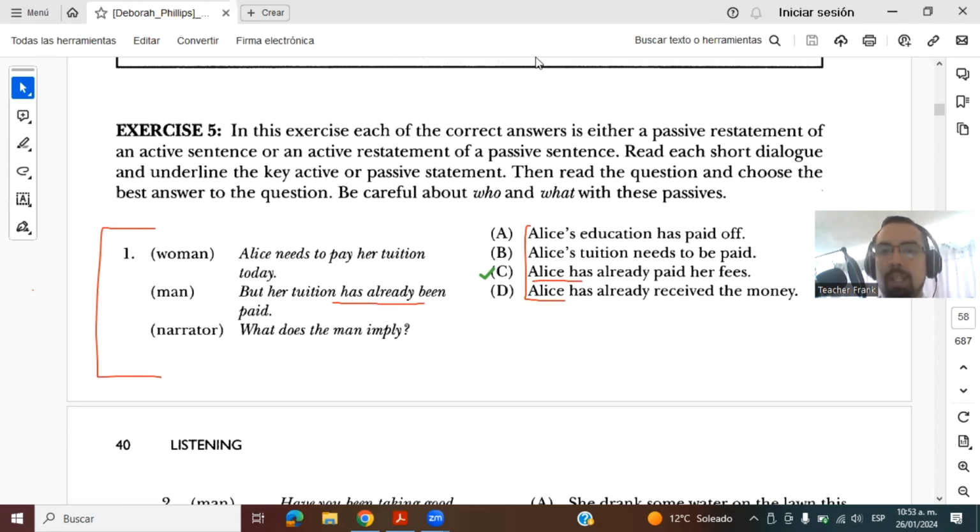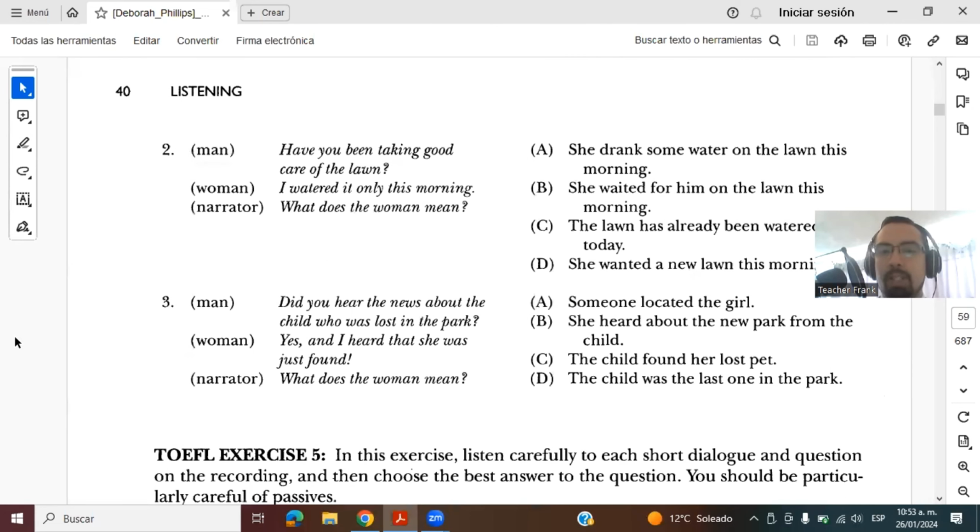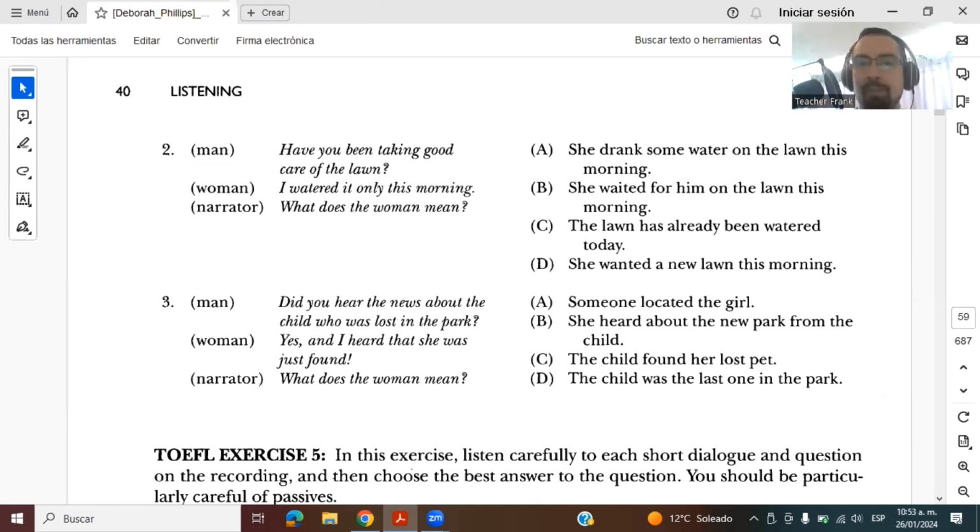Okay, let's go with number 2 and number 3, and then we'll do the exercise. So here, if you want to pause the video and we'll check it in a moment. Do number 2 and number 3, all right?